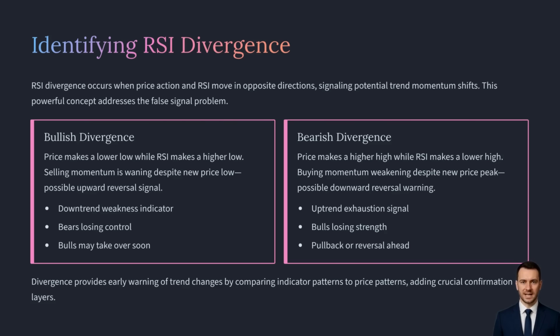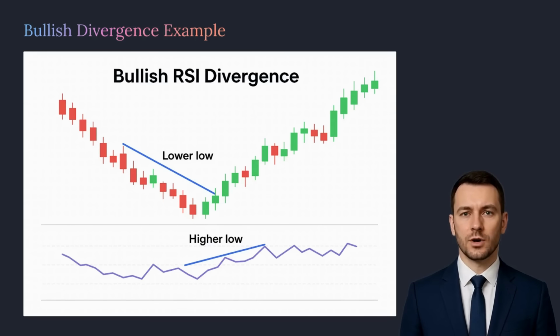Divergence often provides an early warning of trend changes. When price keeps rising or falling, but RSI begins to stall or reverse, it's a clue that the trend's momentum is fading. To visualize these concepts, let's look at real chart examples of each divergence pattern.